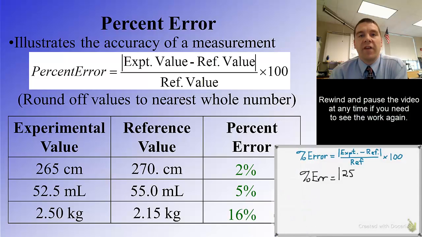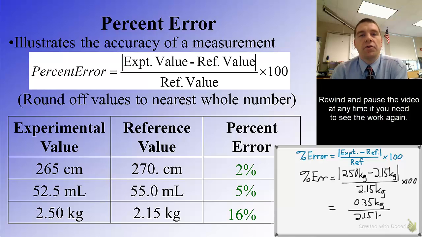For the next example, 2.50 kilograms and 2.15 kilograms, you can see that you should have come out with a percentage of 16%.